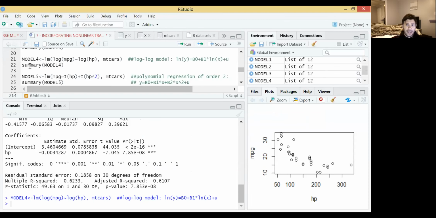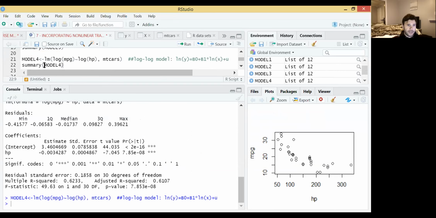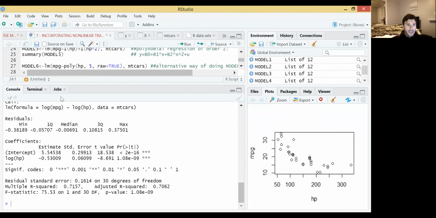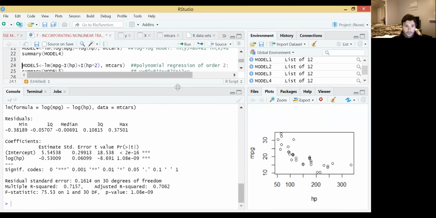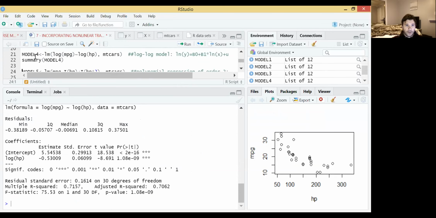So let's go ahead and jump back to our model 4 in this situation. We built model 4. Let's take a look again at the summary output from running model 4 down in the console window here. Okay, so here is our model 4, our log-log model. And we can see the output here, right? This is our function call. We had the log of the y variable, MPG, on the left. We have also the log of the x variable, horsepower, on the right.